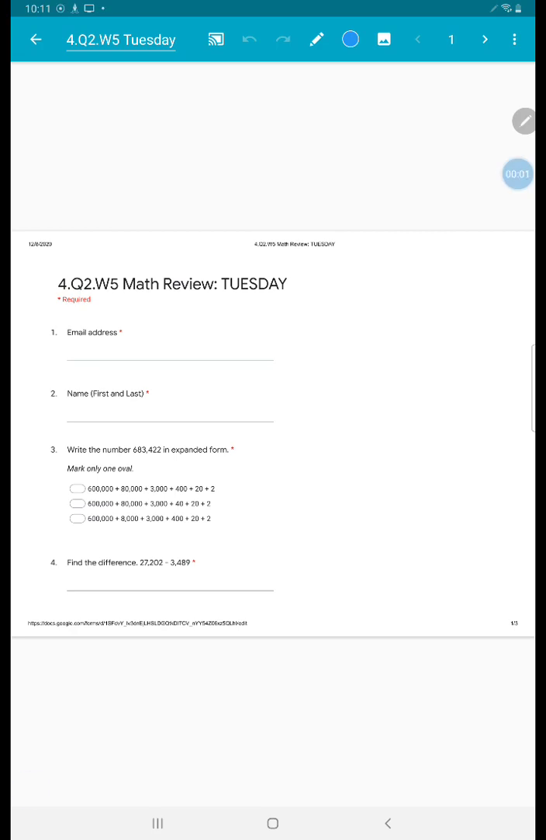The first question asks you to write the number 683,422 in expanded form. So if we write a number in expanded form, what are we doing, Alexis? Putting it in numbers. Now we're going to write the value of each digit, right? So it's going to be 600,000.